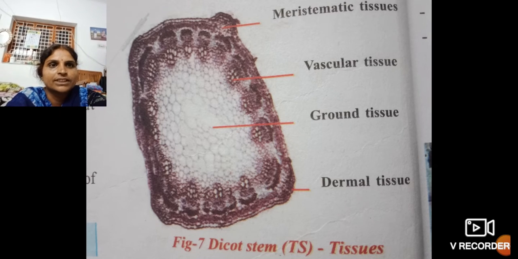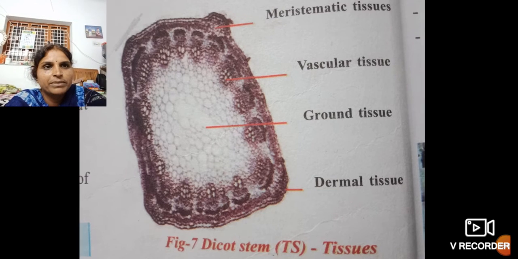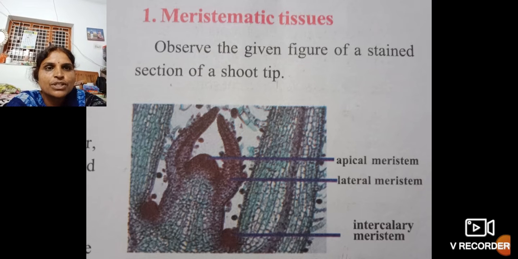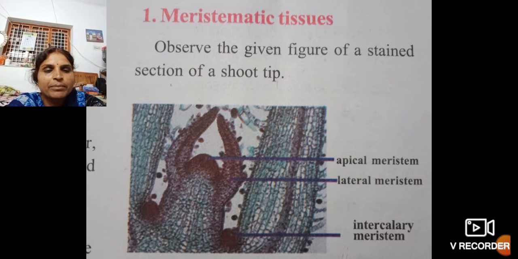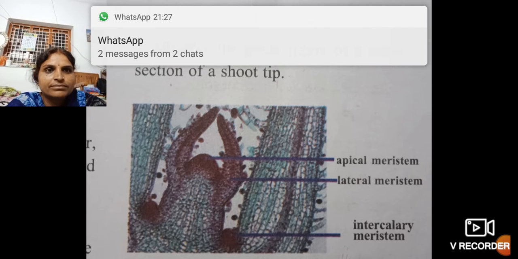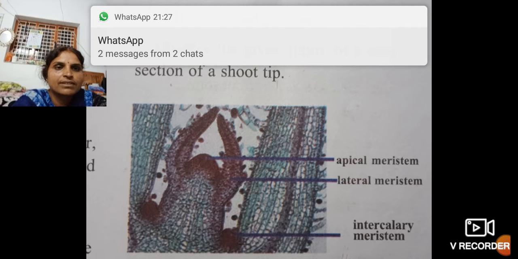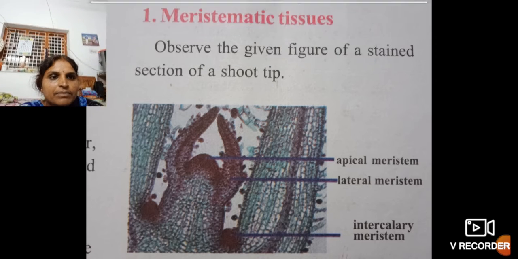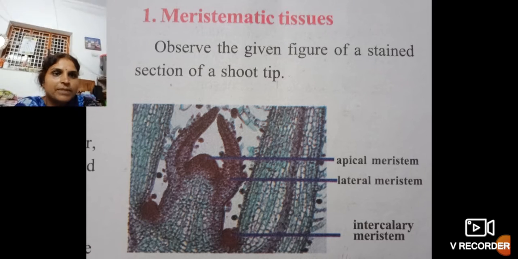We will discuss them one by one. First of all, meristematic tissue. This picture is the shoot tip of the stem. Shoot tip means the ending part of the stem, the growing part. Three types of meristems are there: apical meristem, lateral meristem, and intercalary meristem.